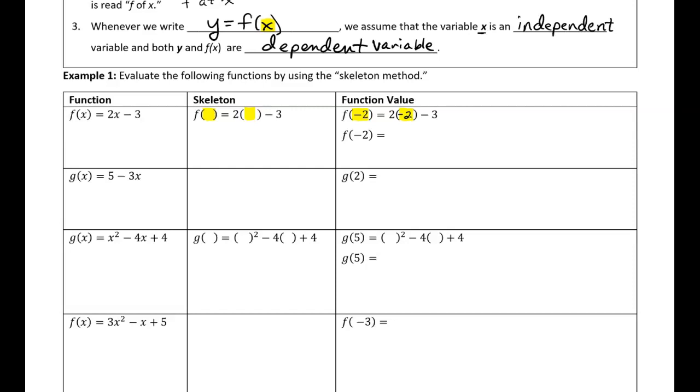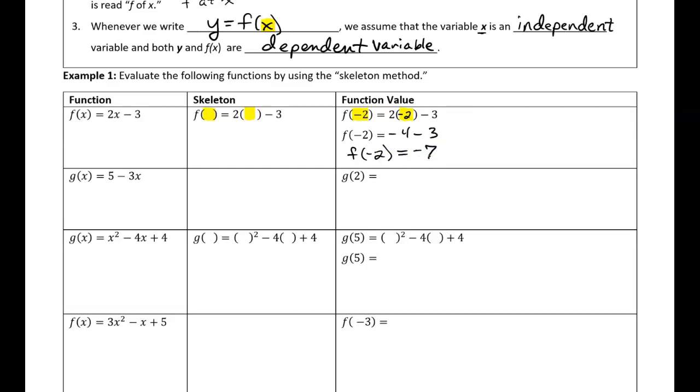So then we have a nice expression on the right-hand side. We have practiced this already, so we can use our order of operations. 2 times negative 2 gives us a negative 4. Minus 3, keep the minus 3 on the right there, keep it going. And then we can subtract these, negative 4 minus 3. We could say then that f of negative 2 is equal to negative 7. And that would be our answer.